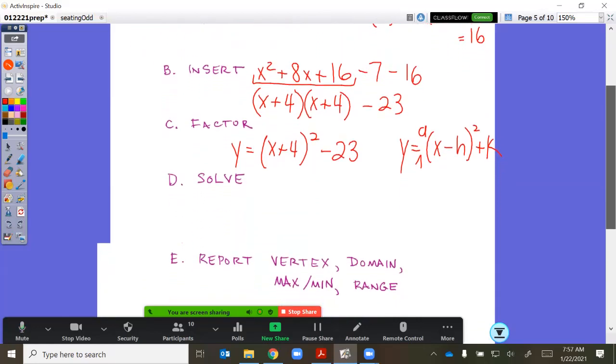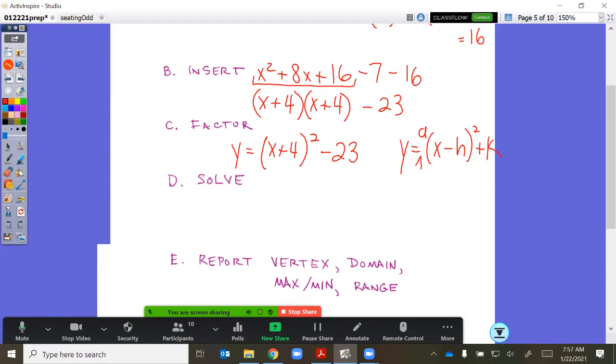So let's see. I feel like I said solve, but I'm going to get rid of that idea. I don't know what I was thinking. I'm not solving for x. I just want it to look like it's in vertex form. So I'm reporting the vertex. What's the vertex?